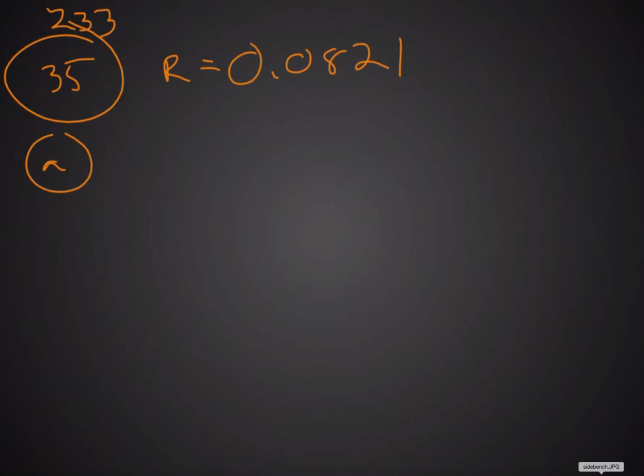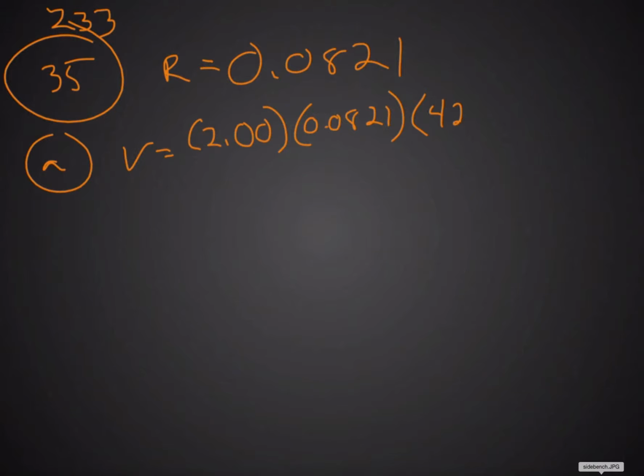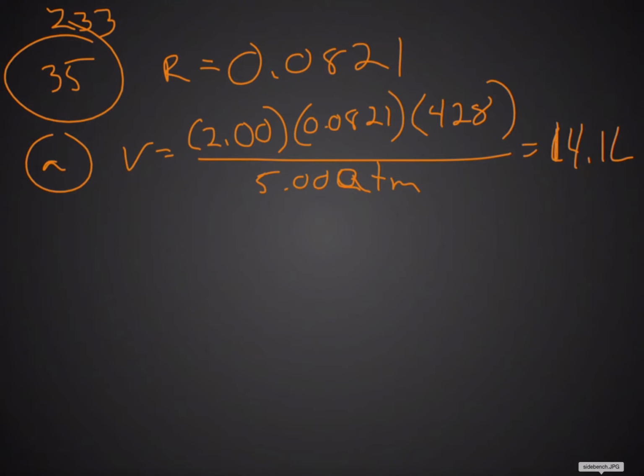So in the first setup, we're looking for volume, and we're given a number of moles of 2. We're given the 0.0821, it's the ideal gas constant, and we're given a temperature of 155 Celsius, which is 428 Kelvin. All that's going to get divided by a pressure of 5.00 atmospheres, and we're trying to find the volume, which is 14.1 liters.